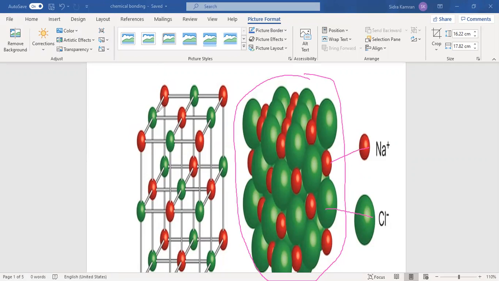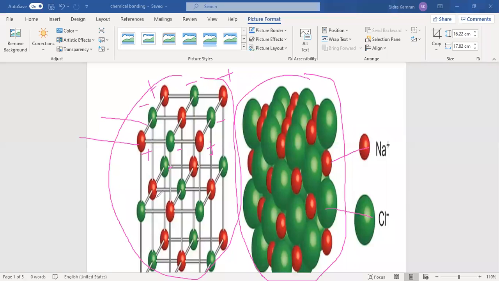If you see the stick and ball structure of this lattice, the bonding is shown with sticks and atoms are shown as balls. In this manner, alternate ions are combining. This is a positive ion, this is a negative ion, again positive, then negative, and so on. So in a lattice, alternate ions combine together and make a lattice structure. Ionic compounds form a lattice structure.